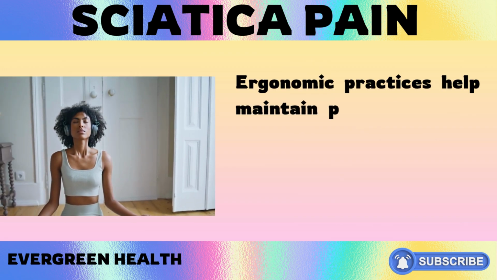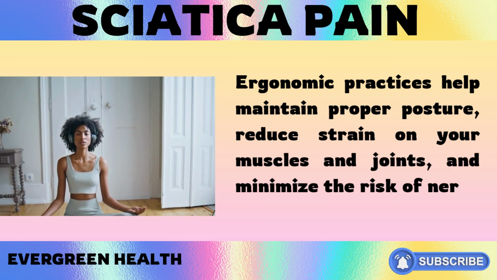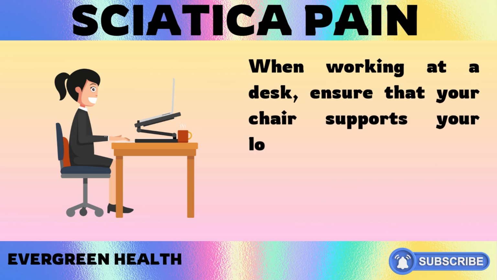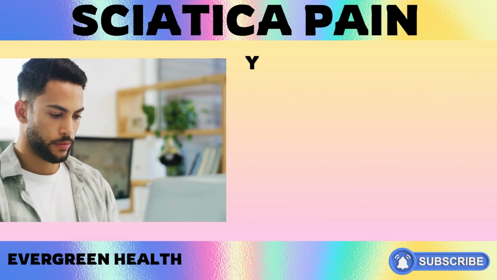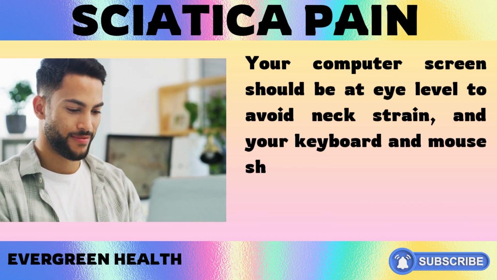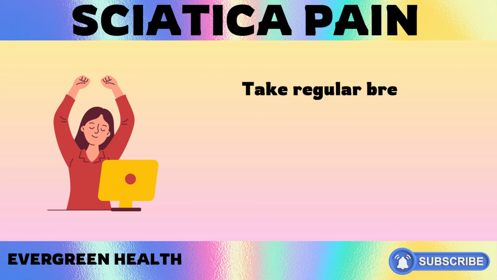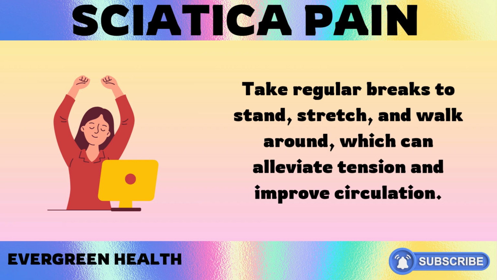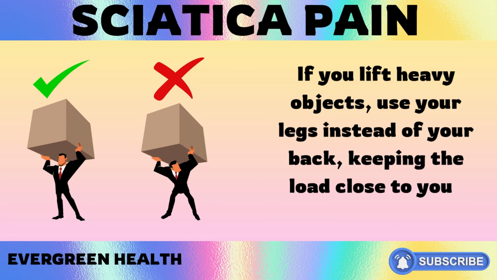Ergonomic practices help maintain proper posture, reduce strain on your muscles and joints, and minimize the risk of nerve compression. When working at a desk, ensure that your chair supports your lower back with your feet flat on the floor and your knees at or below hip level. Your computer screen should be at eye level to avoid neck strain, and your keyboard and mouse should be positioned so your arms remain relaxed at your sides. Take regular breaks to stand, stretch, and walk around, which can alleviate tension and improve circulation. If you lift heavy objects, use your legs instead of your back, keeping the load close to your body.